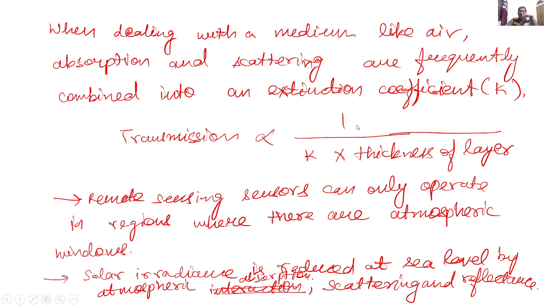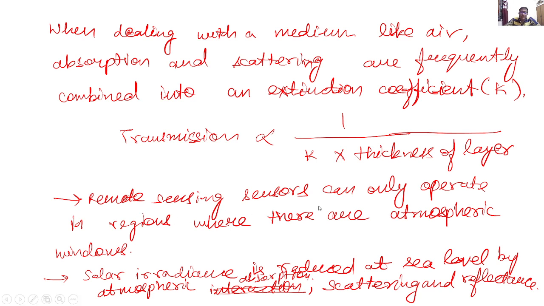The transmission we also understood was basically inversely proportional to the product of the extinction coefficient. Extinction coefficient is basically a quantification of how much of the atmospheric absorption and scattering will affect the radiation moving through the atmosphere, and it is also multiplied by the thickness of the layer. So the thicker the atmosphere is, the lesser would be the transmission. The atmosphere in general is around 60 miles thick, which is around 100 kilometers of thickness.